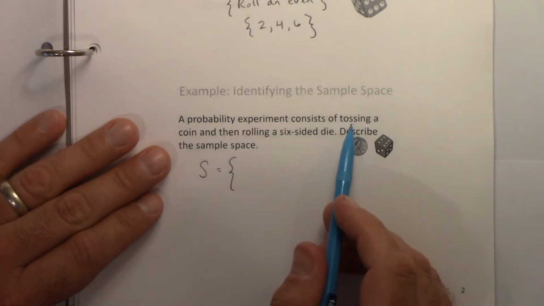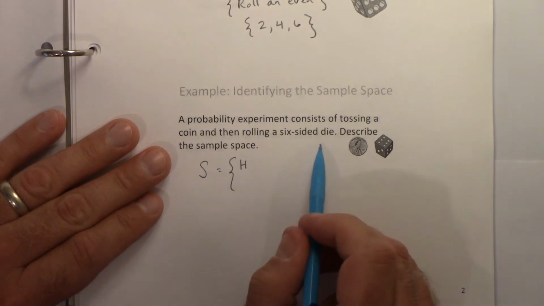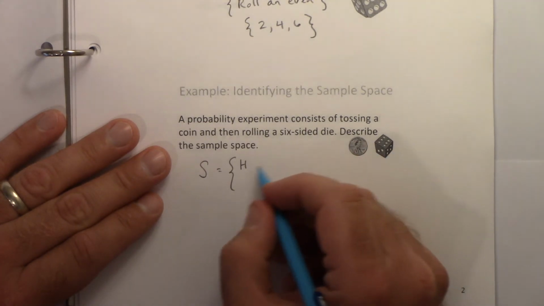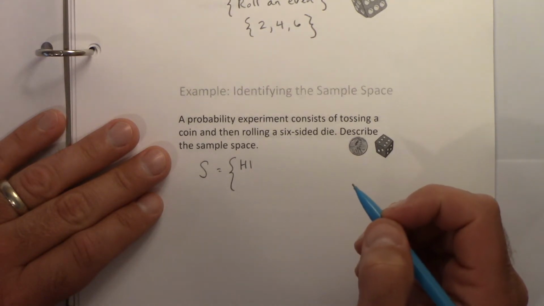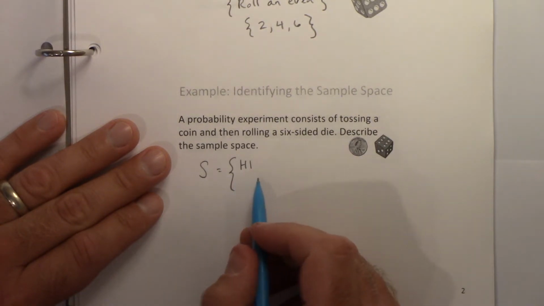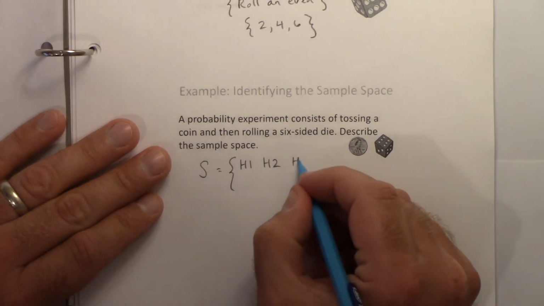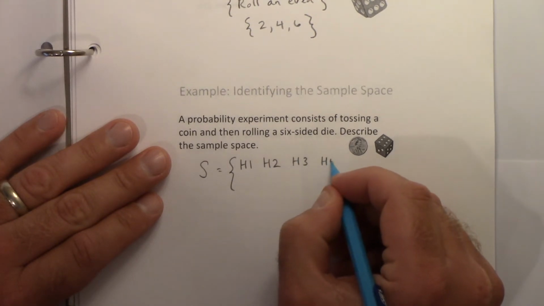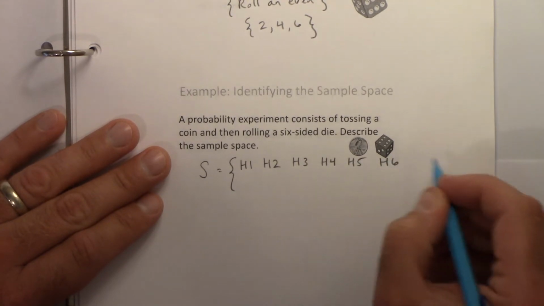So if we toss a coin, one outcome for that coin is to land heads up. And then I roll a 6-sided die, so perhaps I toss a heads on that coin, and then I roll a 1 on the die. Now, of course, that's just one outcome. Another outcome would be H2, H3, H4, etc. So here's H5, here's H6.